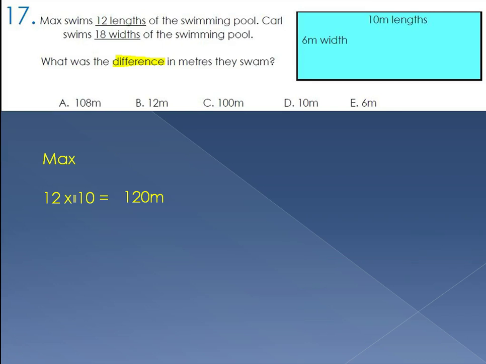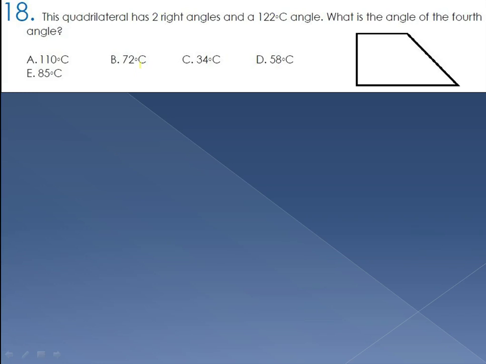Carol swam 18 widths of the swimming pool, and if you see over here, the width is 6 meters, so you have to times 18 times 6, which is 108. Now, they didn't say what's in total. You'd add them. No, they're saying what is the difference. The difference you have to take away. Okay, a key word there again. If you don't know what they're asking, the difference is take away. You would do 120, take away 108 meters is 12 meters. So the answer has to be B, 12 meters.